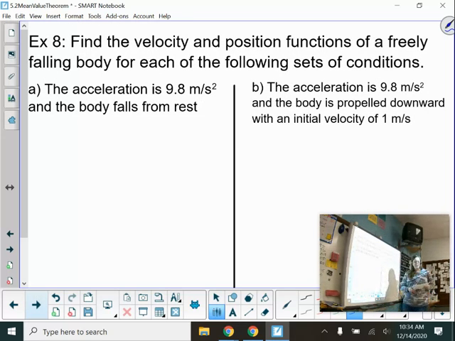And this brings us to example 8. This is going to make use of some of the things that we've already been talking about, velocity and position and falling objects. And we have two different sets of conditions here that we're going to go through and find actually the original problem. So we're given acceleration information for both of these. Remember, acceleration is the derivative of velocity, and velocity is the derivative of position. So we need to find both the velocity and position functions, which means that we are going to be going through and doing the entire derivative twice.